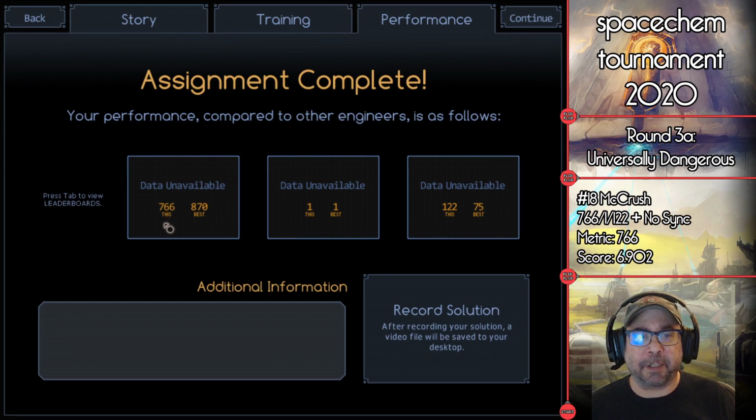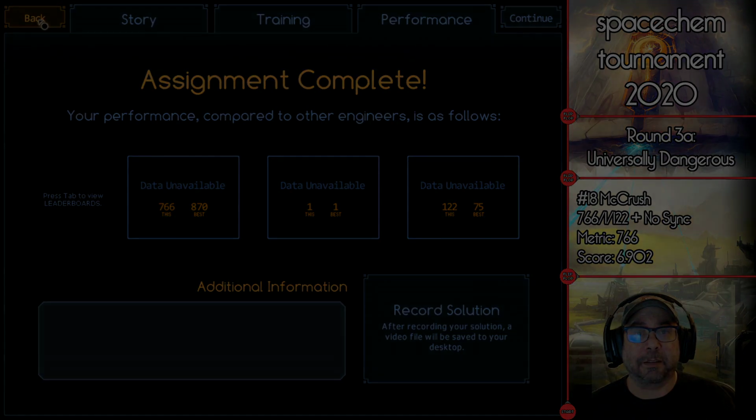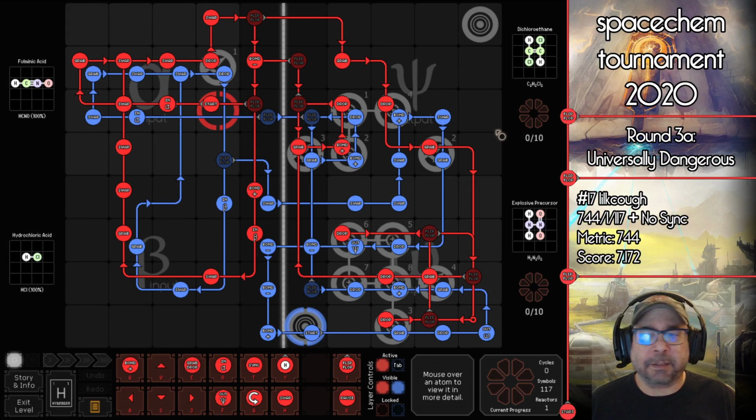Okay, well, McCrush got 766 cycles, which is considerably better than my 870, for 6.902 points. He beat me by nearly 0.9, almost a whole point. That's really good, McCrush. Nicely done there. Next solution is by lilkcough at 17th place. Let's go take a look at it.